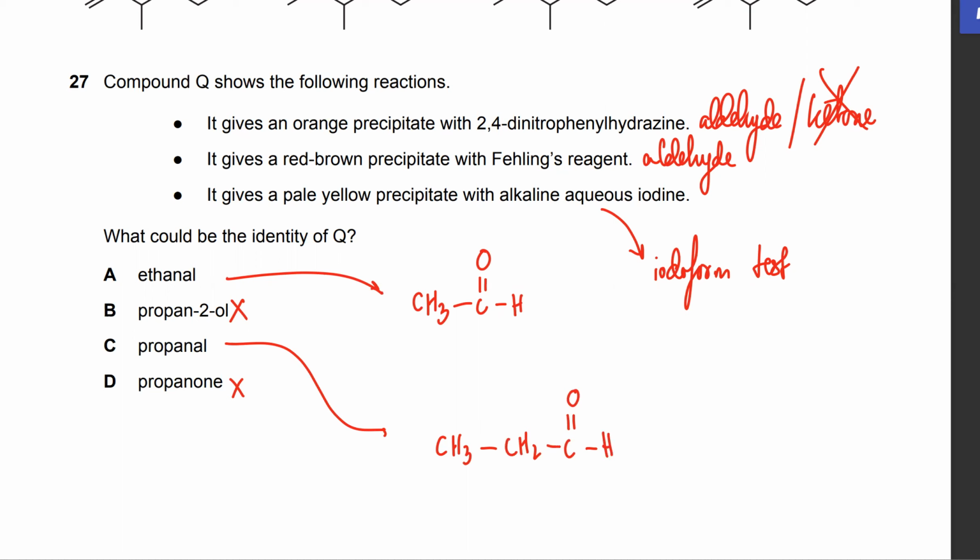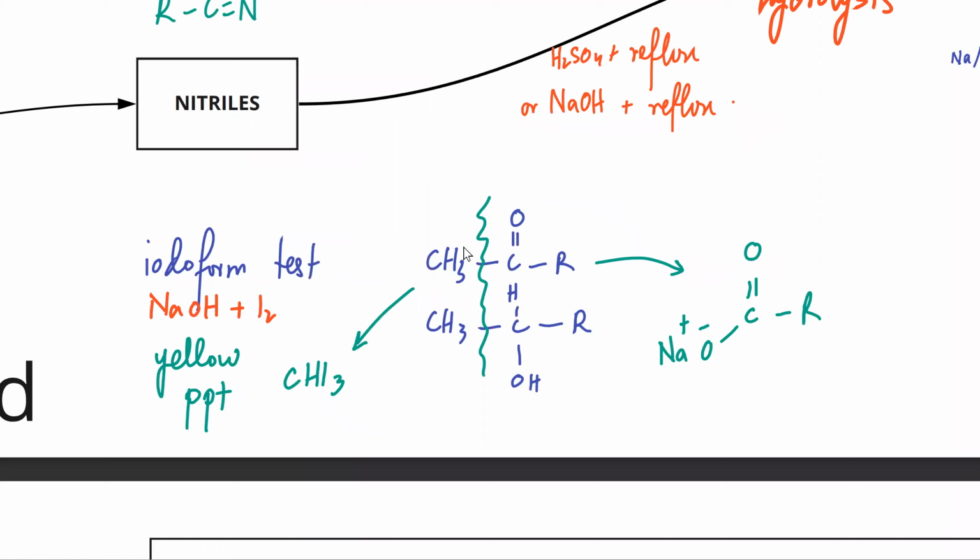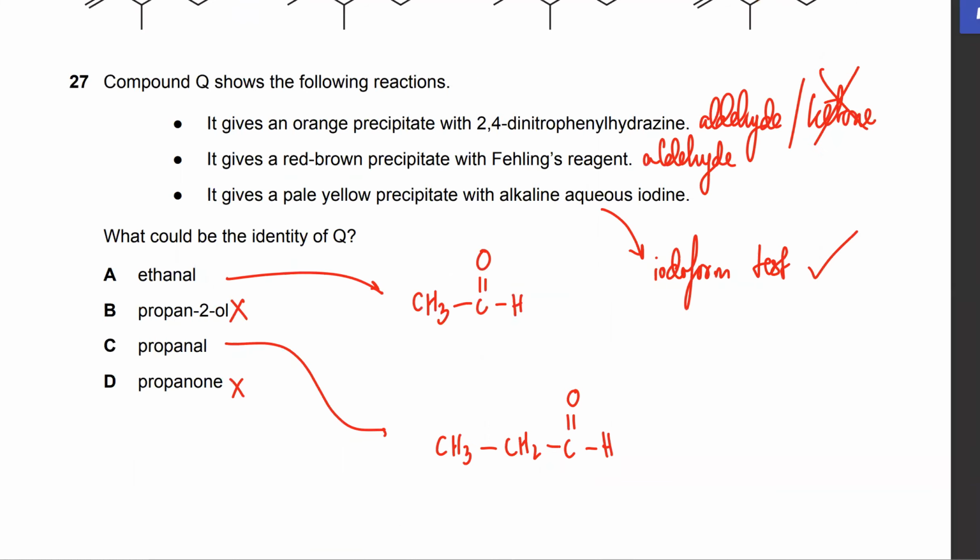Now you're getting a positive iodoform test. So what does that mean? If you get a positive iodoform test, the iodoform test is specifically for a methyl group that's next to a C double bond O. That's when the methyl will break away and form CHI3, which is a yellow precipitate. So which one has a methyl next to C double bond O? This is a methyl next to C double bond O. Over here, the methyl is not next to C double bond O. So this one will not give an iodoform test. This one will give a positive result.